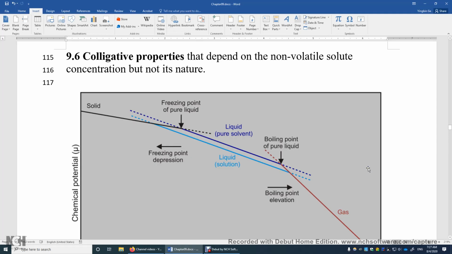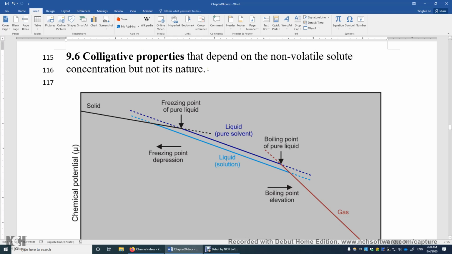Section 9.6, Colligative Properties that depend on the non-volatile solute concentration but not its nature. First, non-volatile solute means its vapor pressure is extremely low. And then you can see these colligative properties depend on the concentrations but not its nature. Let me give you an example.